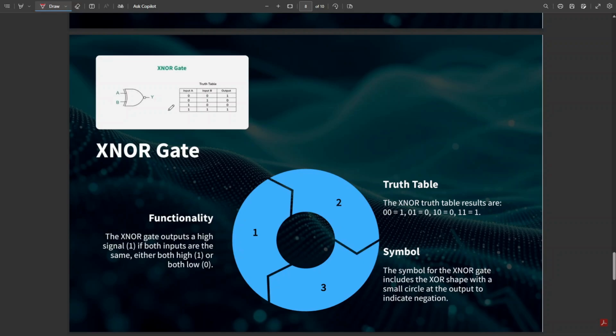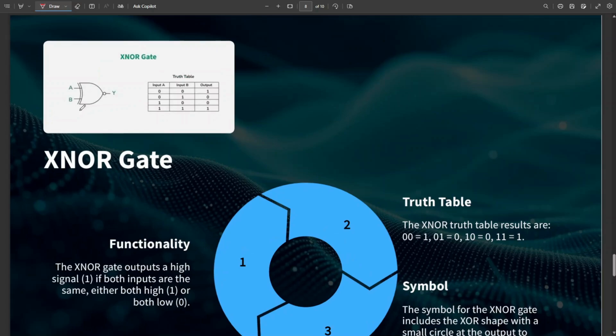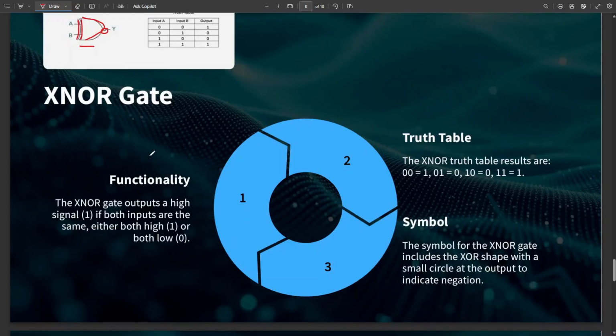So it looks exactly like an XOR gate, right? We have an extra curvature right here, but the key difference being we actually have one small circle just at the right side near the output. So the XNOR gate outputs a high signal if both inputs are the same. So we can see when both of them are the same.